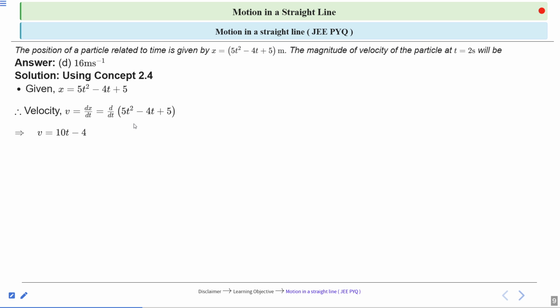So after differentiating, it will be v is equal to 10t minus 4. Here the differentiation of 5t square is 10t, and the differentiation of minus 4t is minus 4. 5 is a constant, and the differentiation of a constant term is 0. So v equal to 10t minus 4 at t equal to 2 seconds. In that case, v is equal to 10 into 2 minus 4. So solving this, you will get v equal to 16 meter per second. Clear?